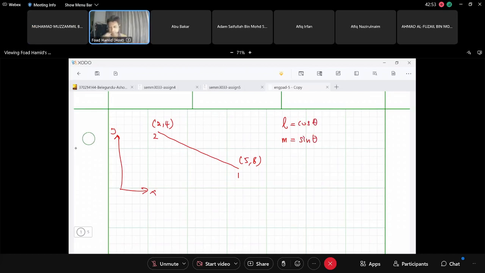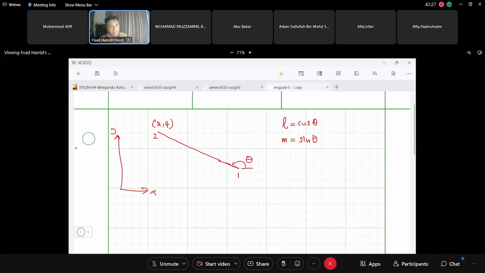Anyone? At 1. So it's here. No, the other way around. So which way? Remember that the angle is always measured from the horizontal and counterclockwise, right? Counterclockwise. So in this case, my theta is here.